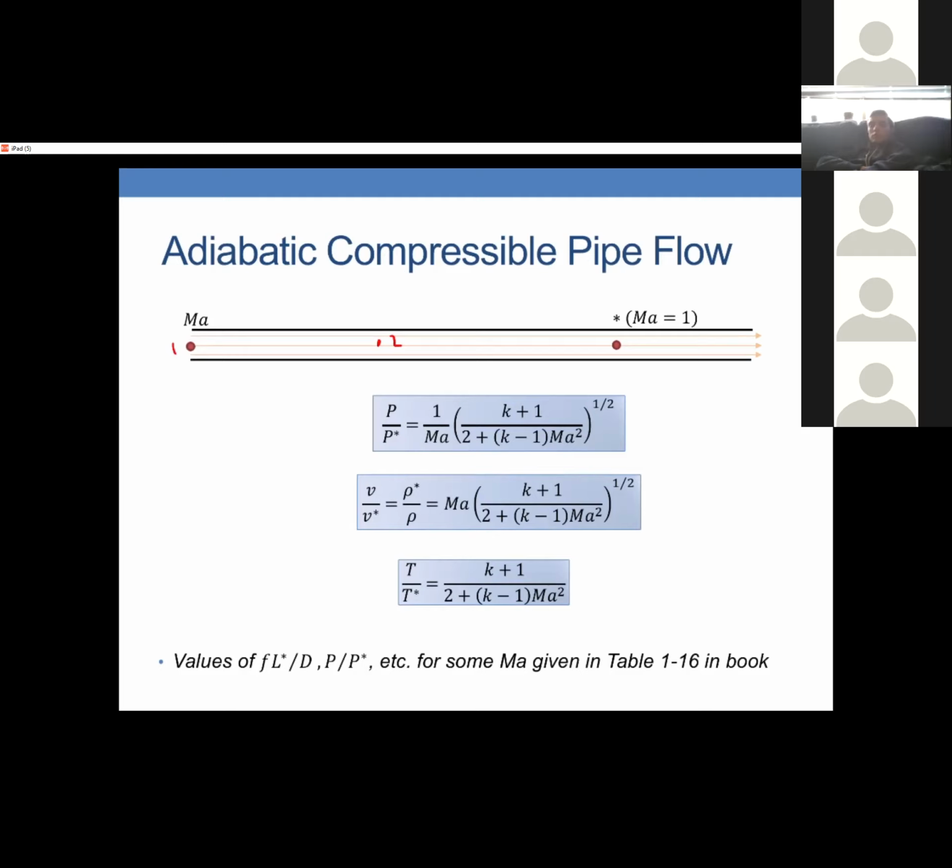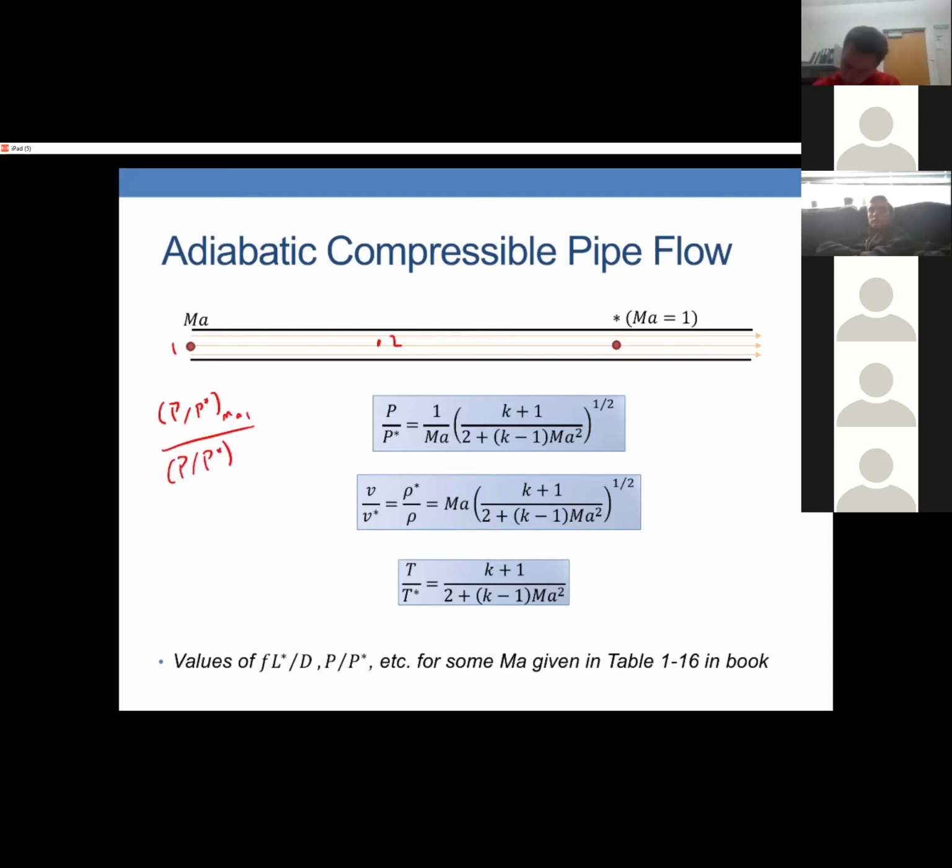So you can find P over P star at Mach 1 over P star at Mach 2. And that'll get you P at Mach 1, or I keep saying Mach 1. I shouldn't say that because usually when you say Mach 1, you mean Mach equals 1. I mean the Mach at point 1. The Mach number at point 1 is what I mean.